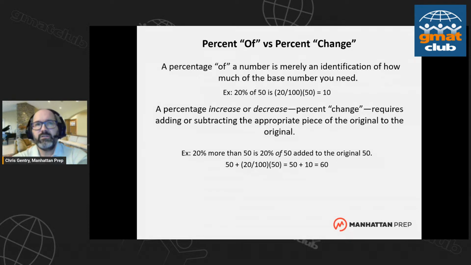Percent of versus percent change, to some extent, you can translate them each to the other. You can translate a percent change as a percent of, if you wish. But if you are ever unsure about that, a core fallback can always be percent over 100, get the size of the piece, and then just take that piece and do with it what you were told.